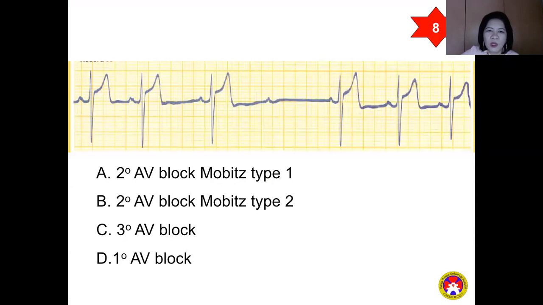But this one, here we see a gap. And in the gap, there is a P without a QRS complex. So we know this is a second degree AV block. Now look at the PR interval before the dropped beat and compare it with the PR interval after the dropped beat. And you notice that the PR intervals are the same. So this is a second degree AV block Mobitz type 2, because the PR intervals are the same.